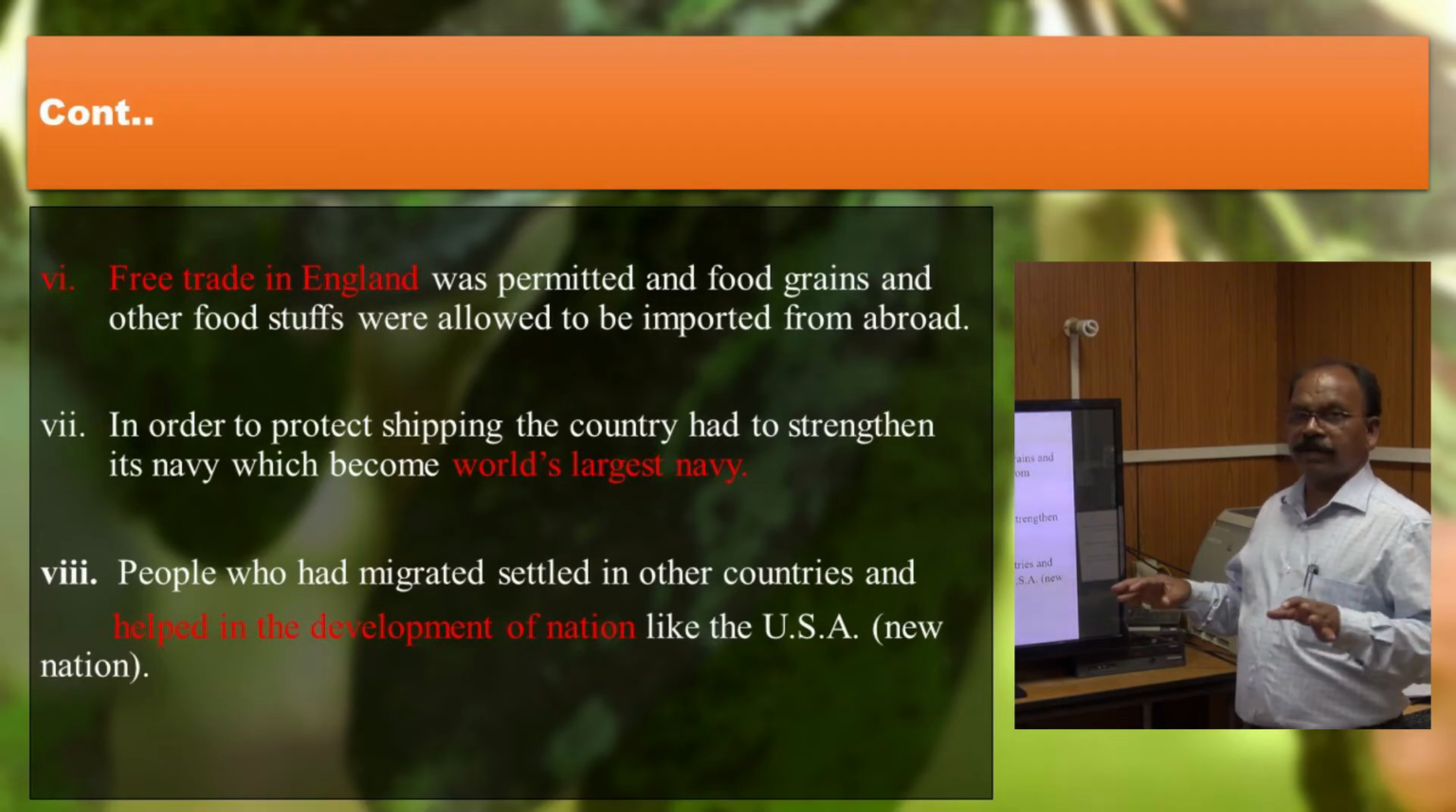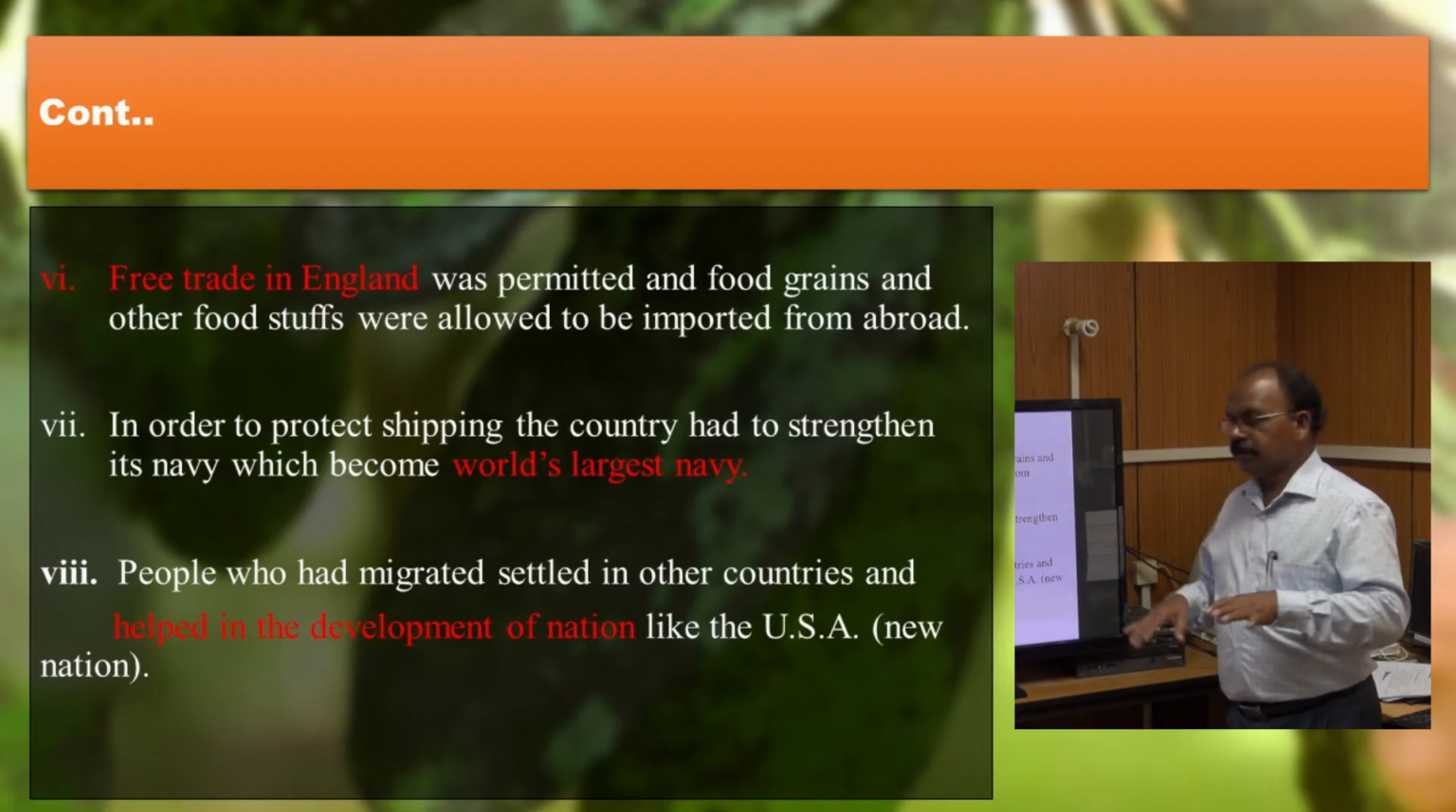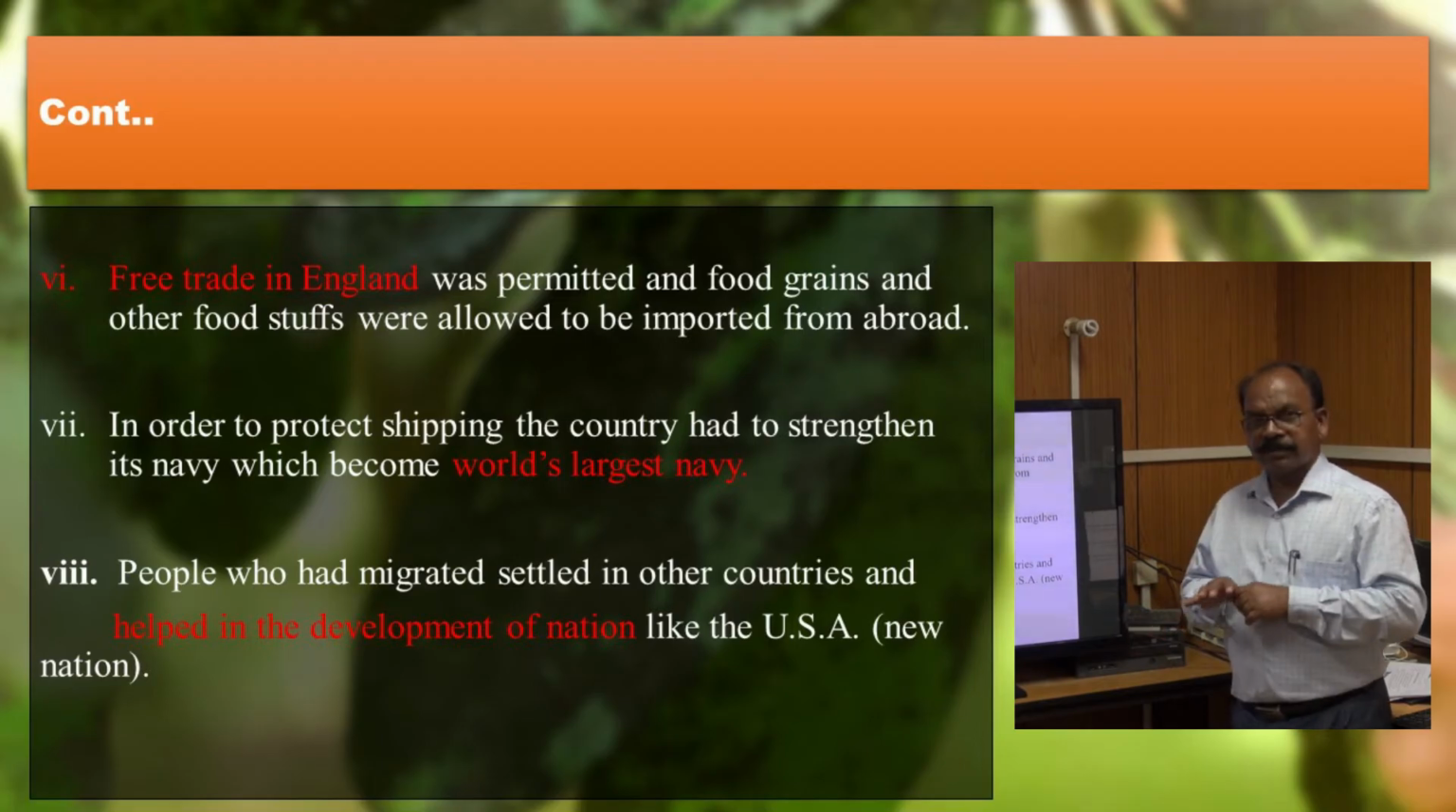The people who had migrated and settled in other countries helped in the development of nations like USA.